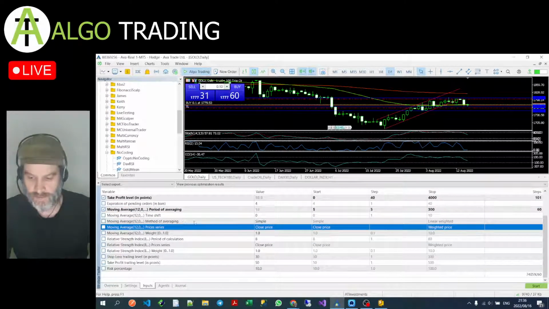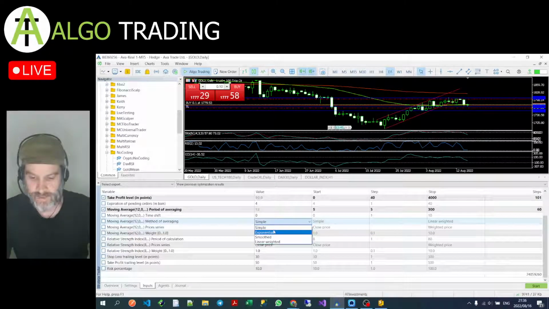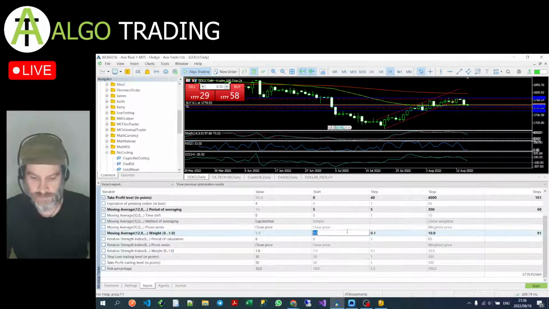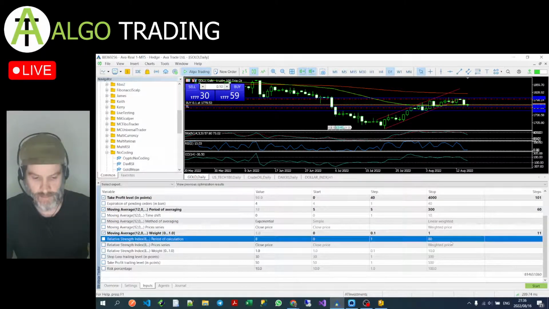Okay, time shift, we don't want to shift the moving average, we want an exponential moving average. We're going to do it on the close price. Now we're going to do the weight. So let's start at 0, and we'll go up in 0.1, and we'll go to, I think it's 1.